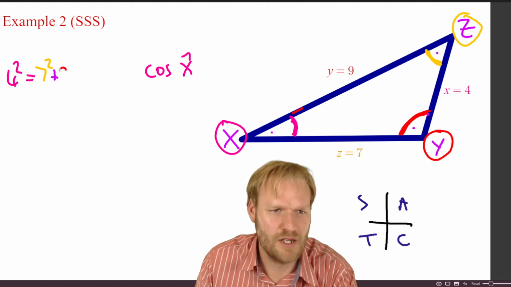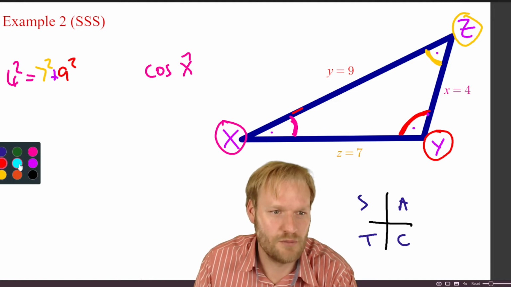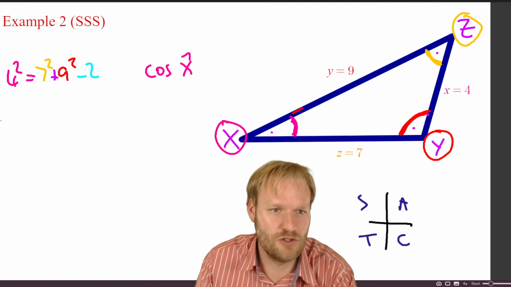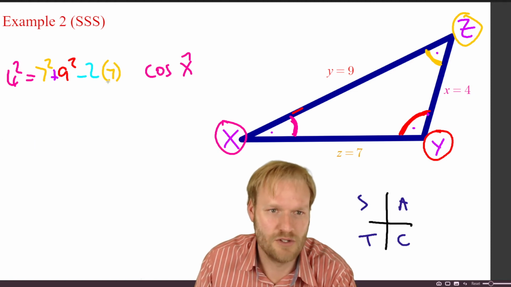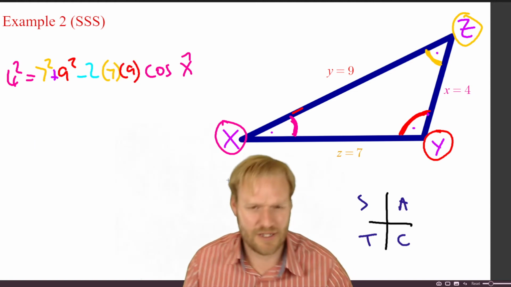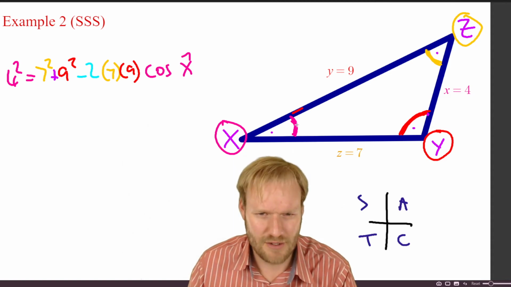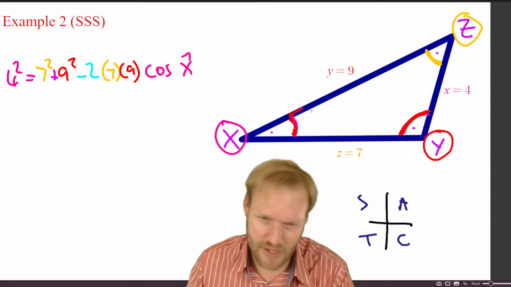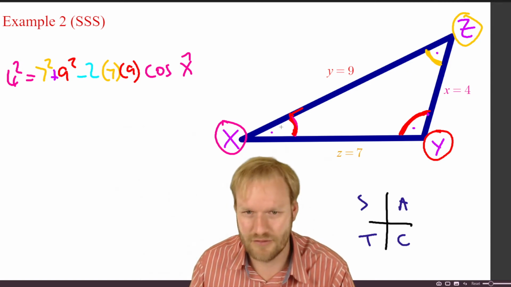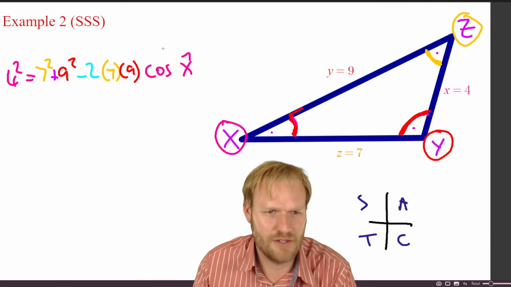That's right. Minus 2, and then those two sides, 7 and 9. So that's our cos rule. Remember, it's that angle there, so it's that squared plus that squared minus 2, that times that, times cos of the angle in between. Now, there's just one thing we don't know, cos x.